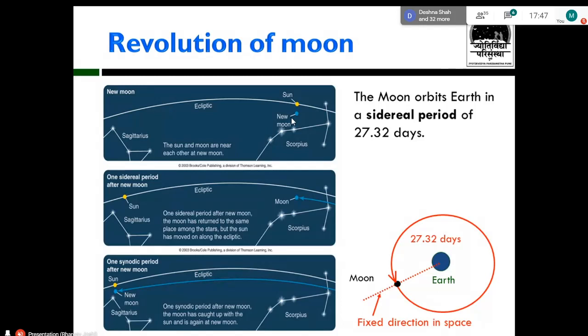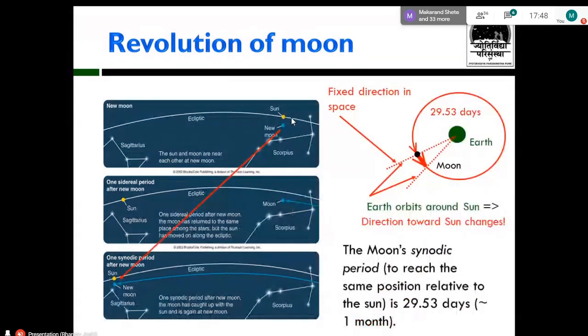Now what happens is, after a period of 27 days, the moon is back to its original position. But during that time, the Earth has moved ahead. So the moon requires some extra 2.9 days to fill up that gap. Okay, so this sidereal period is then added to 2.9 days to give us, yeah, so this is what you can see. This period is called the synodic period.